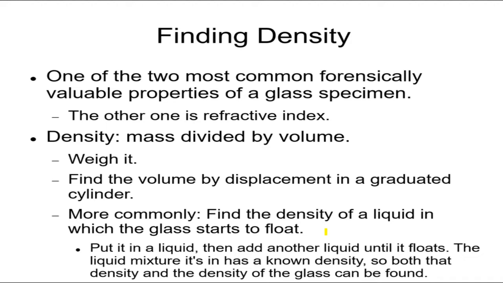So if we know the density of the two liquids and the amounts of the two liquids, then we know the density of the mixture of the liquids. And since the glass is floating at exactly this density, we know the density of the glass. That is the more common way of finding the density. It's done by machines, by the way, or by devices that will do this by itself. So it's a little bit faster, and that's why it's more commonly done this way, with adding the more dense material until the glass floats.